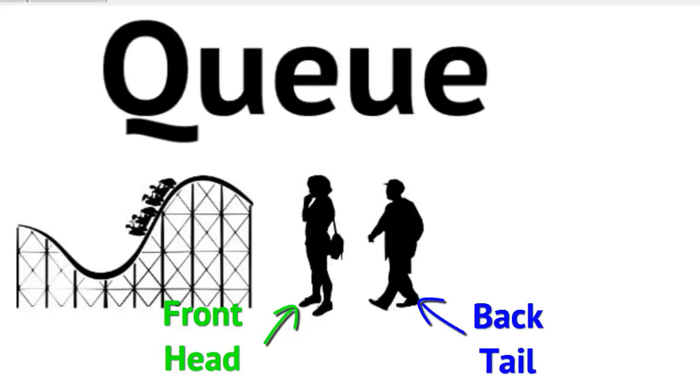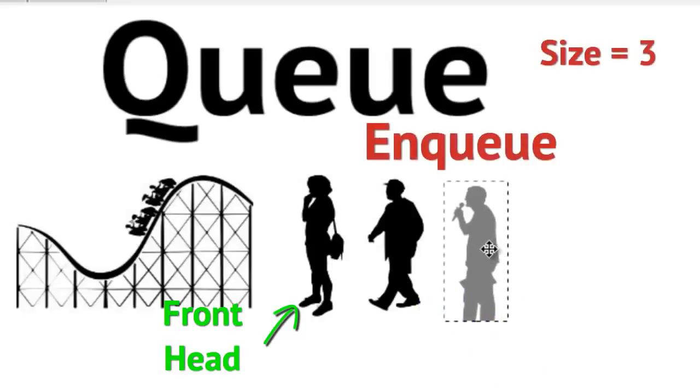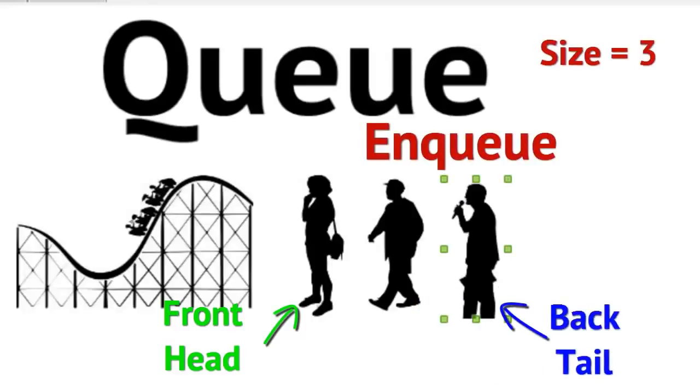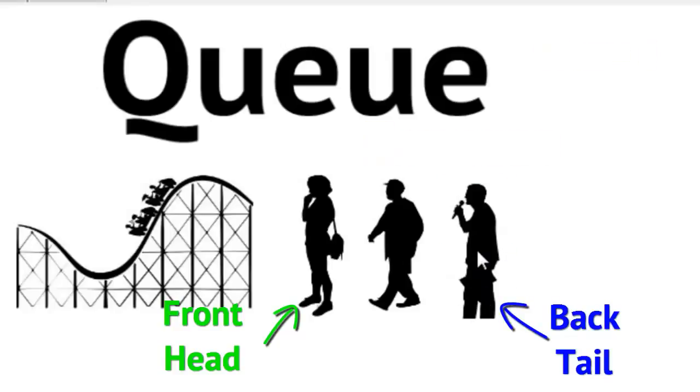And then maybe another person comes along and gets in-queued. So we did another in-queue operation here. For whatever reason, he has a microphone, so maybe he's singing or talking to people on a loudspeaker. But he's been in-queued, and he now becomes the tail of the queue or the back of the queue. The lady here is still the front of the queue or the head of the queue. And this gentleman here really doesn't have a specific name. He's just in the middle somewhere.